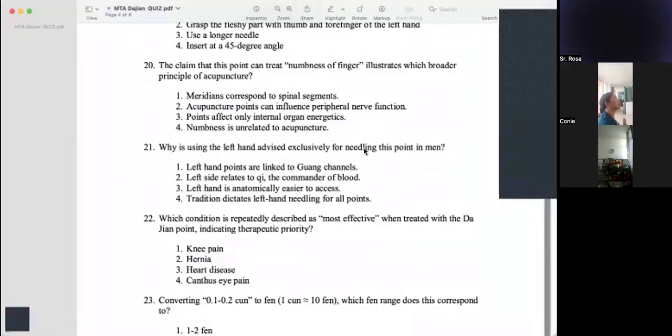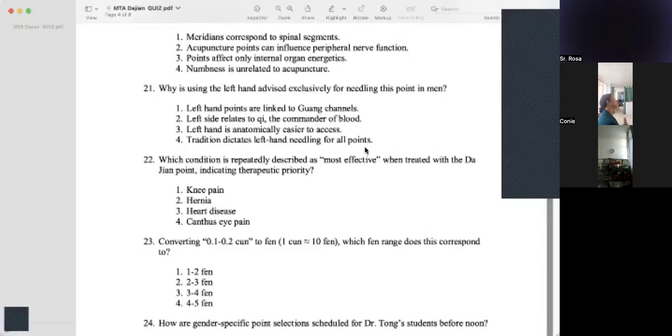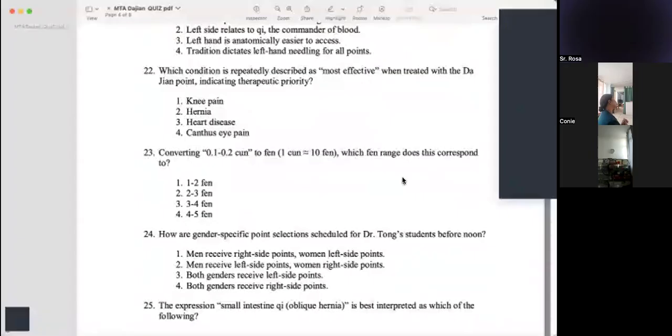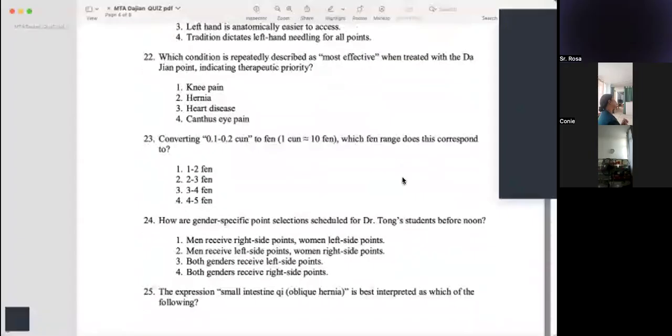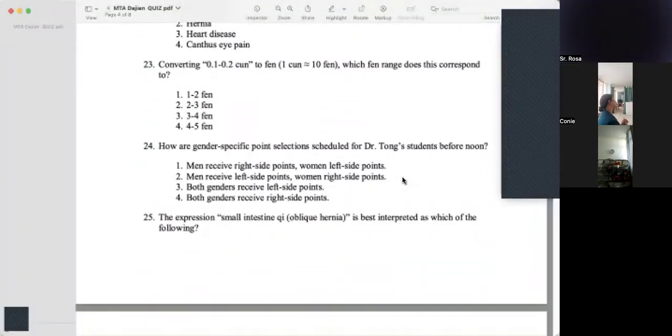Peripheral nerve. Why is using the left hand advised exclusively for needling this point in men? Number 2. Left side relates to chi. The commander of blood. Which condition is repeatedly described as most effective when treated with the Dajian point, indicating therapeutic priority? Hernia.